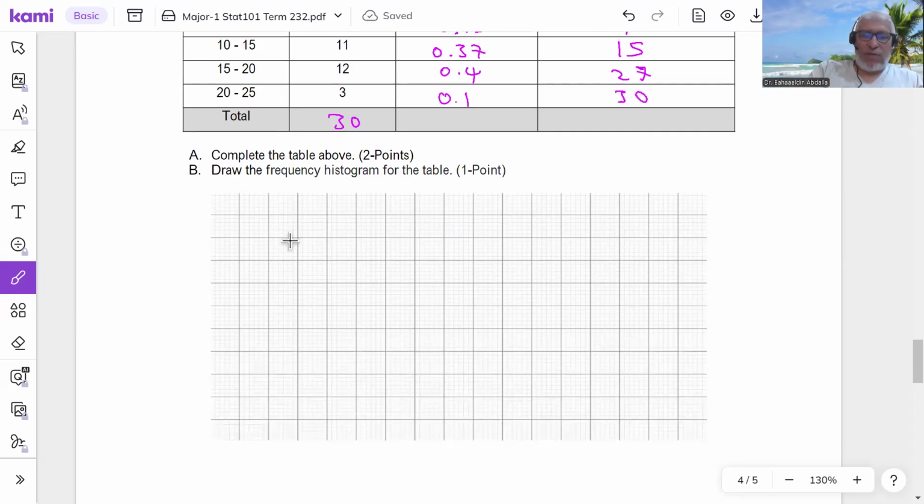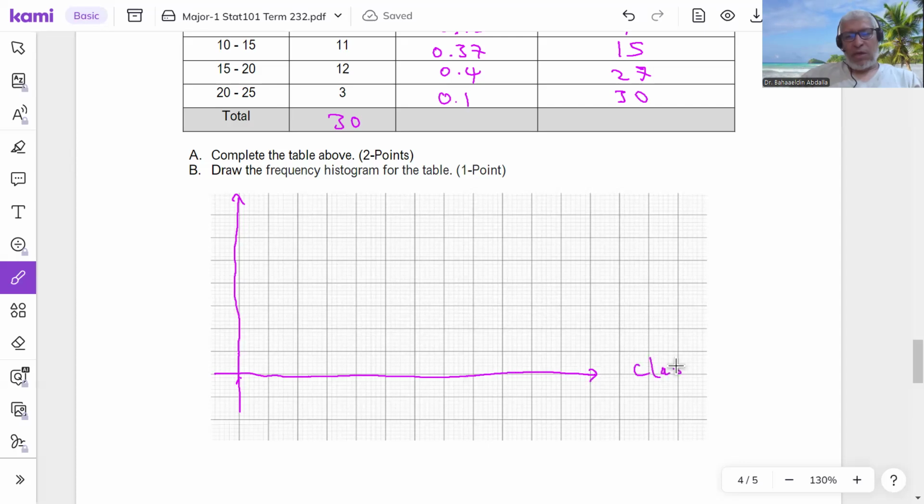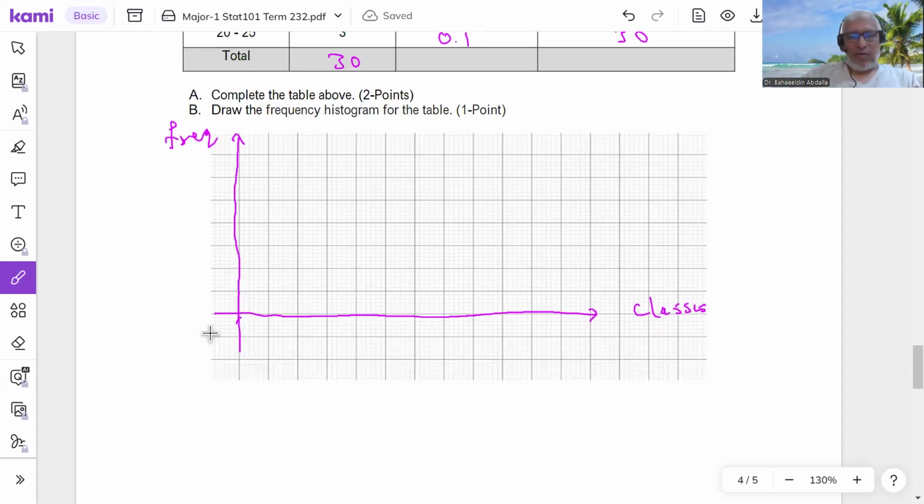Draw the frequency histogram. He needs histogram and frequency. So, for example, here are the classes, and here is the frequency because he asked for a frequency histogram. The classes start from 5 to 25. So this is 5, 10, 15, 20, 25. You can take each two as you wish.